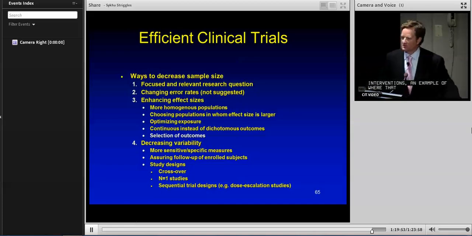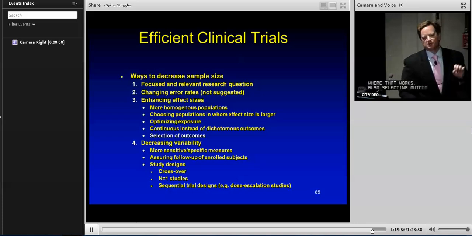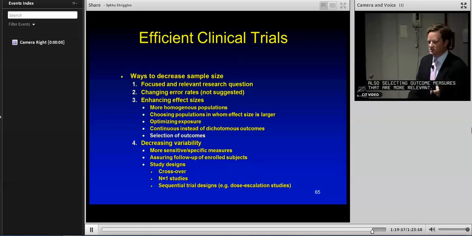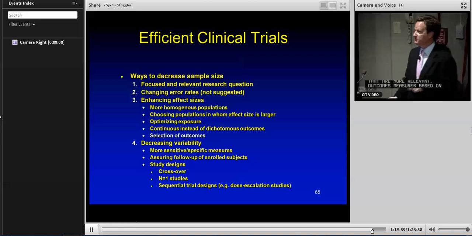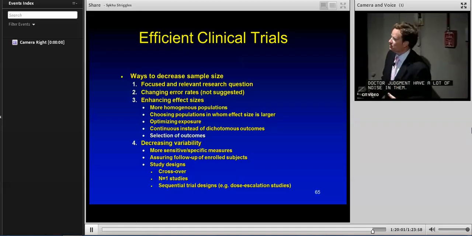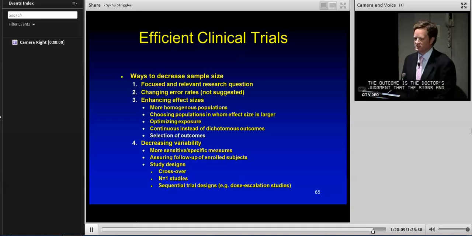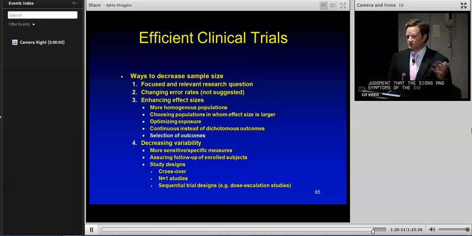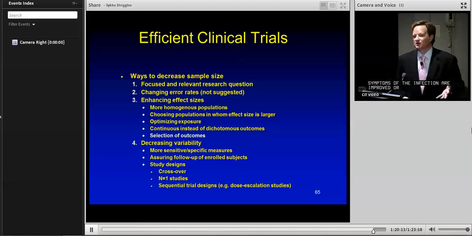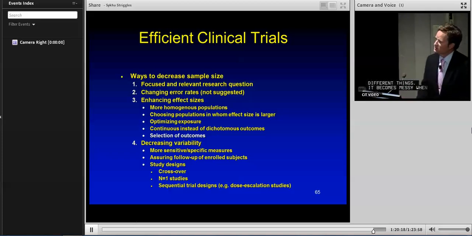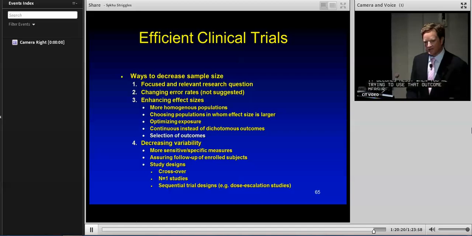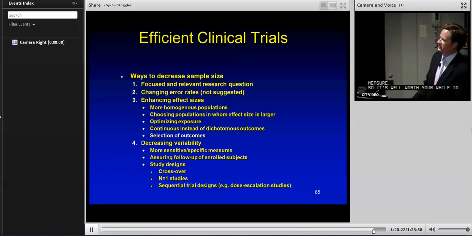Also, selecting outcome measures that are more relevant. Outcome measures that are based on doctor judgment have a lot of noise in them because different doctors look at different things. So for instance, there are clinical studies in infectious diseases that say the outcome is the doctor's judgment that the patient's signs and symptoms of the infection are improved or resolved. It turns out that different doctors look at different things, and therefore it becomes really messy when you're trying to use that kind of an outcome measure. So it is well worth your while to have a standardized way of evaluating outcomes.